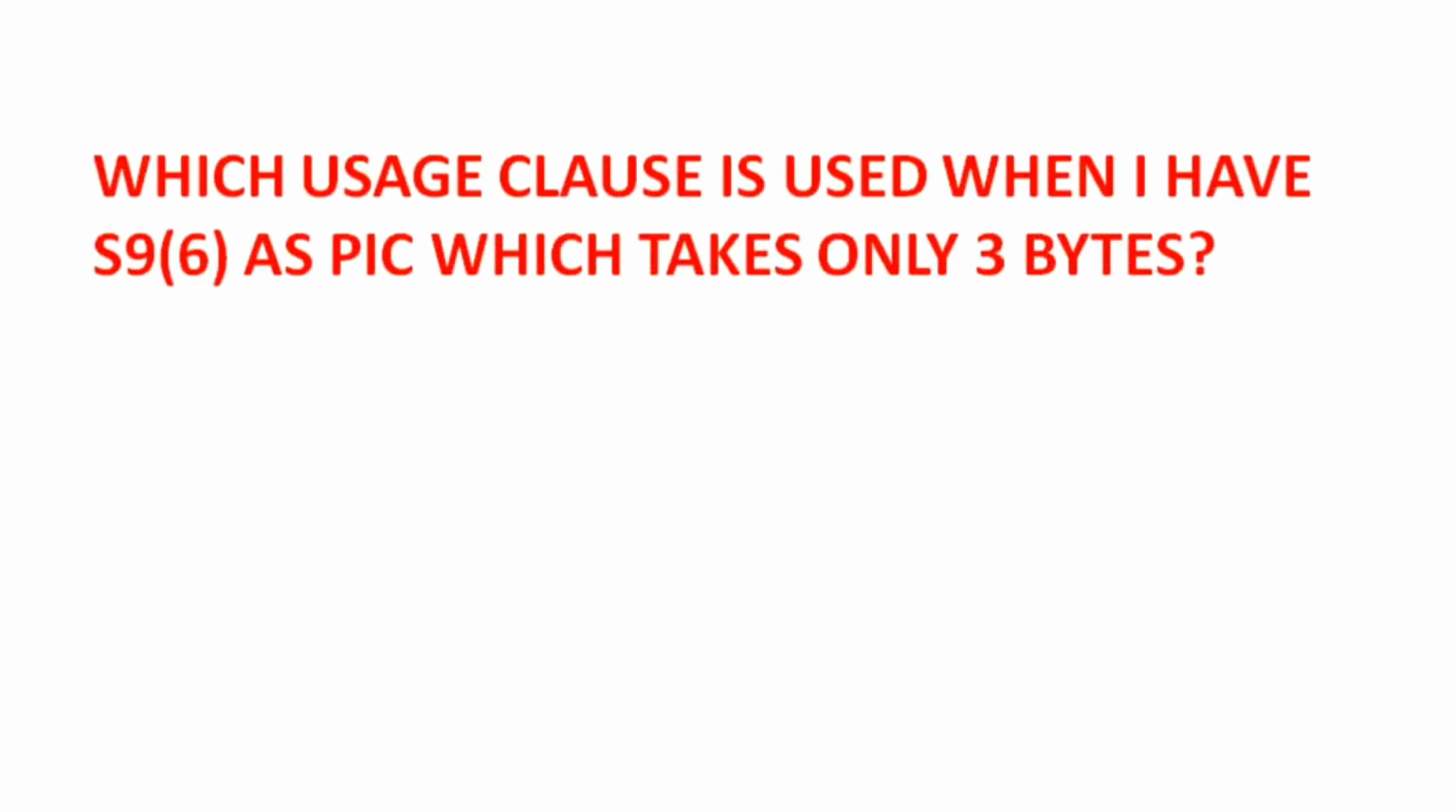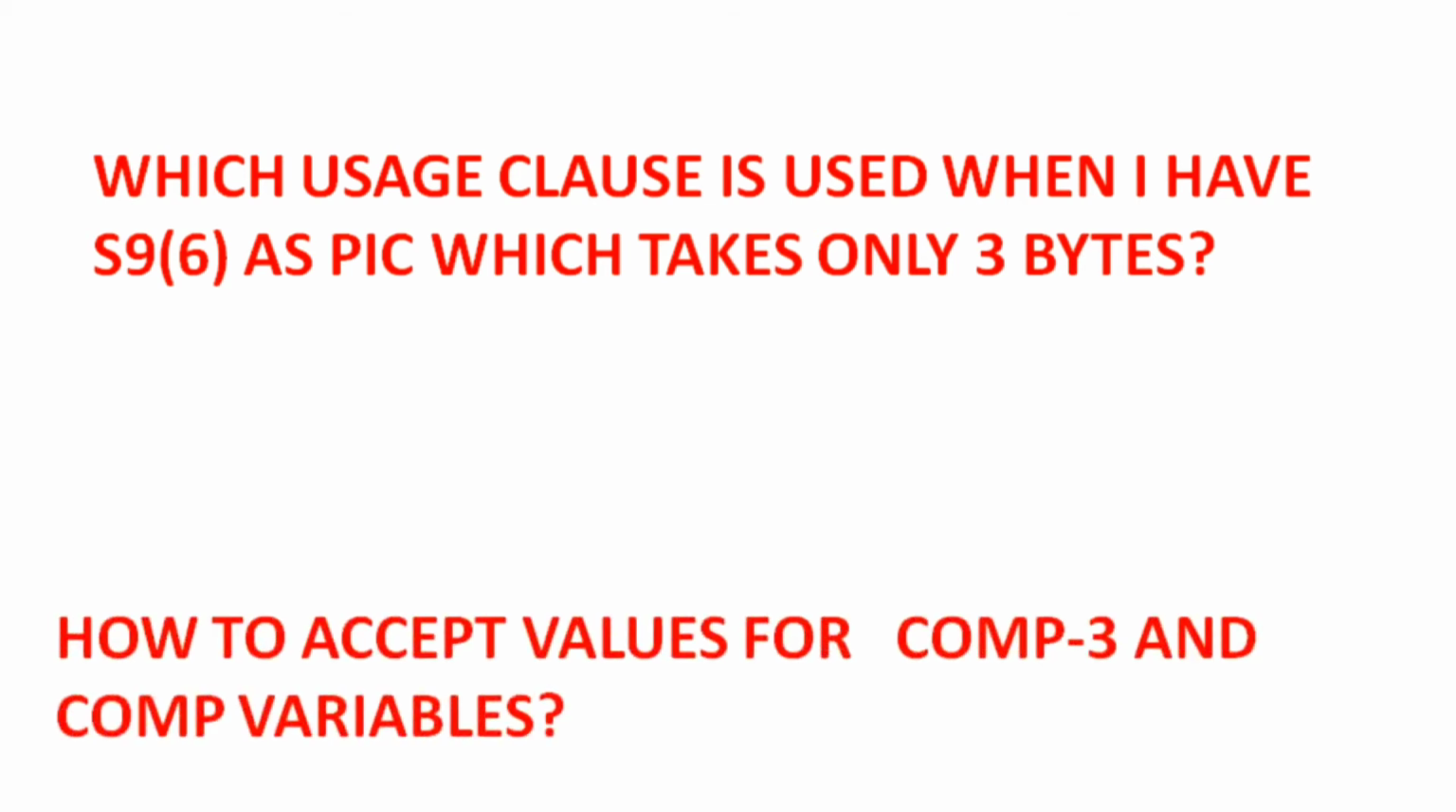Which usage clause is used when I have S9 of 6 as a PIC, which takes only 3 bytes? As we have just discussed, with usage COMP3, if the length is 6, then we can use usage COMP3 so that it stores 3 bytes. But make it a point that your sign will be stored in a half byte separately.